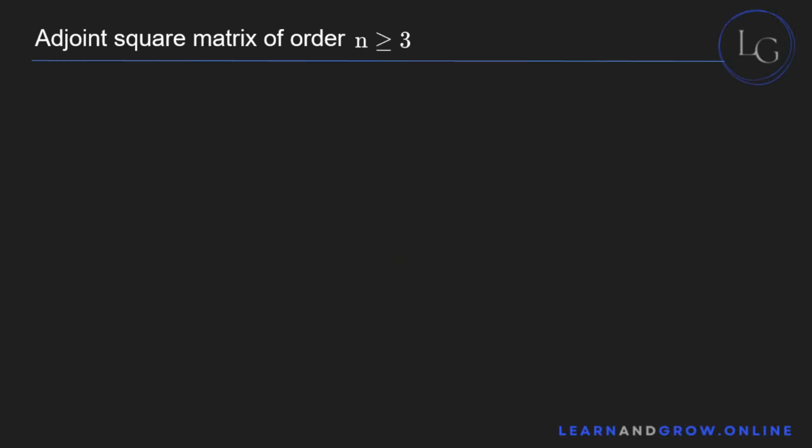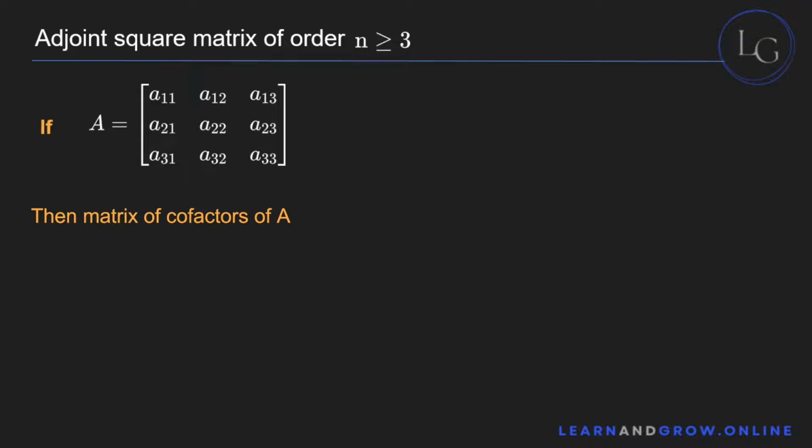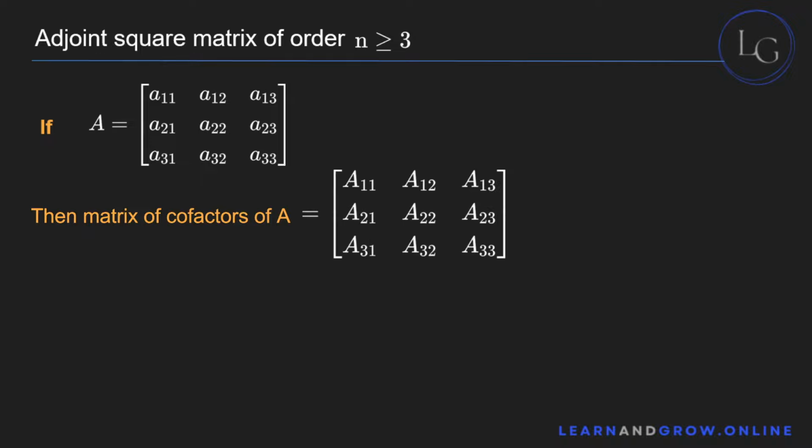Now the adjoint of a square matrix of order greater than or equal to 3. If I have this matrix A here, then the matrix of the cofactors of A is this. So basically this is the cofactor of this. Now, if you remember how we find this, let me just recap how we find the cofactor of an element.